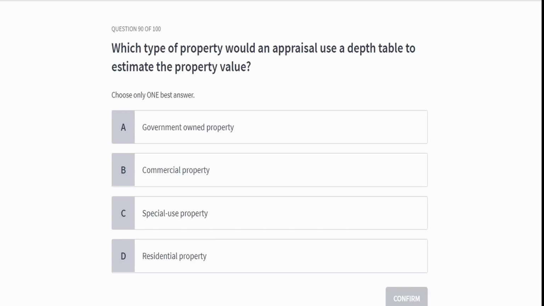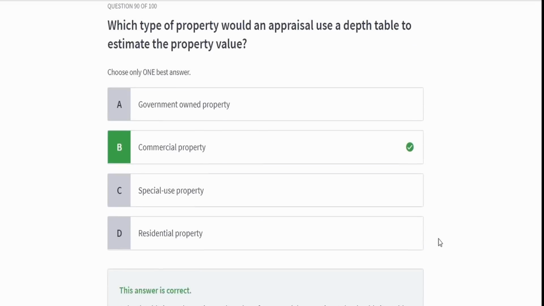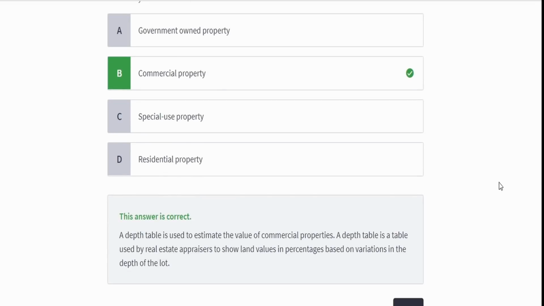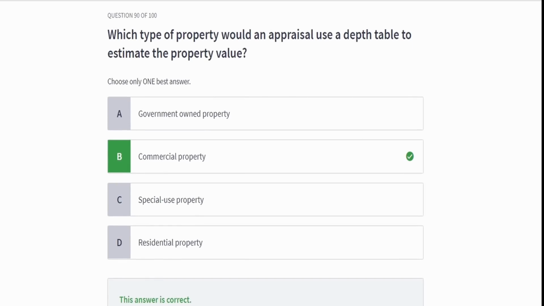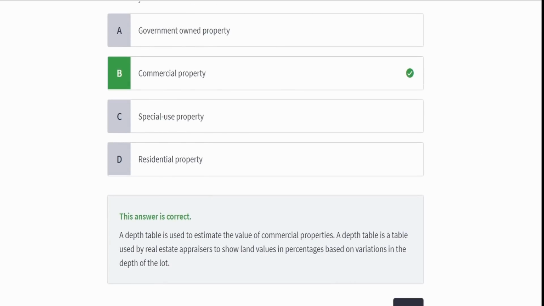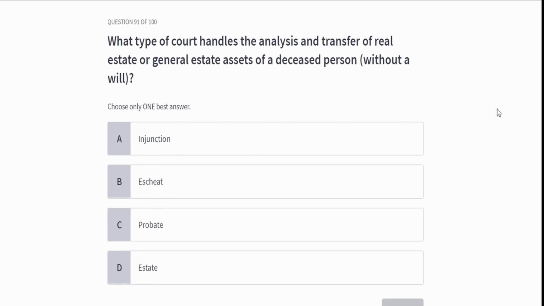Alrighty, so when we're talking about depth tables, what are we talking about? We're obviously talking about commercial property. A depth table is used to estimate the value of commercial properties. It's a table used by appraisers to show land values in percentages based on variations of the depth of the lot. So for this one, just be familiar with the term and how it's associated. This appraisal material you're going to have to be familiar with for the exam. It just shows up all the time. If you don't know it, look into it, and we'll be there. We can explain it and teach it with you.